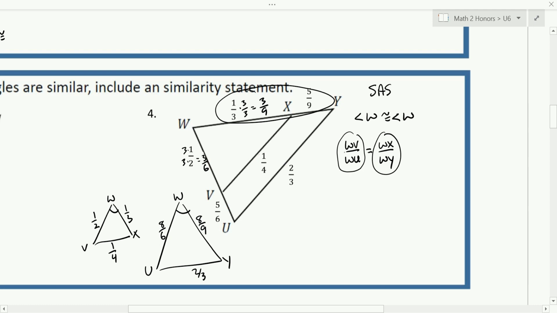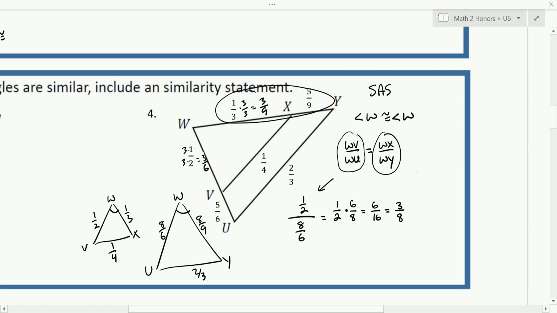So WV is 1/2 divided by WU, which is 8/6. And when you have a fraction divided by a fraction, remember how to do this? You multiply the top fraction by the reciprocal of the bottom part. And we end up with 6/16, which reduces to 3/8. Okay, so that's that. That's this one.